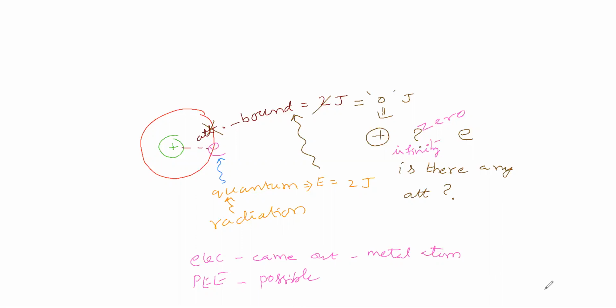Next point we will take. We will consider the nucleus of the metal atom. Next we will consider an outer electron of the metal atom. Between this outer electron and the nucleus, attraction is possible. Due to attraction, the electron is bound in the metal atom. Suppose this bonding force energy is equal to 2 joule, we have considered.